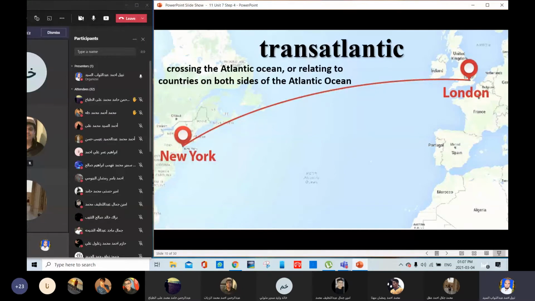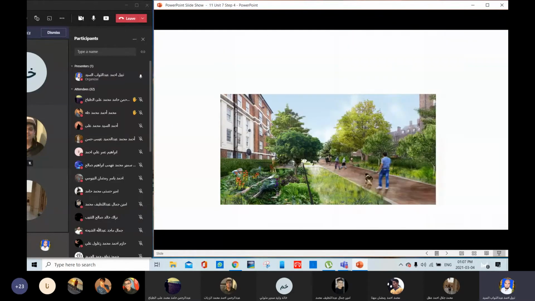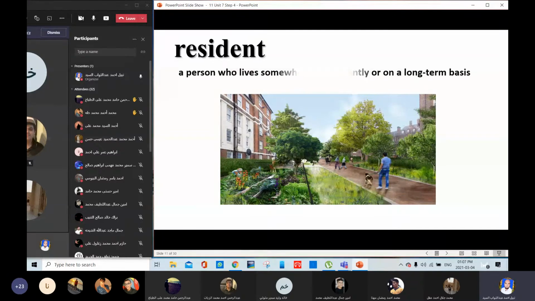Resident. Resident is a noun. A person who lives somewhere permanently or on a long-term basis. So in Kuwait, we have Kuwaiti citizens, and we have residents, like Egyptian, Syrian, Somali, etc. These are the residents, people who are living in Kuwait. As a verb, reside.